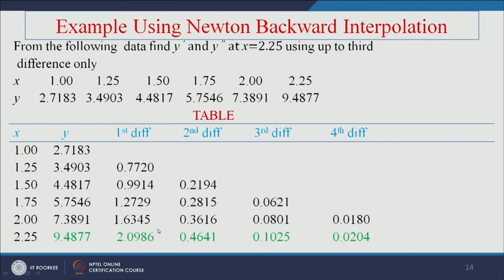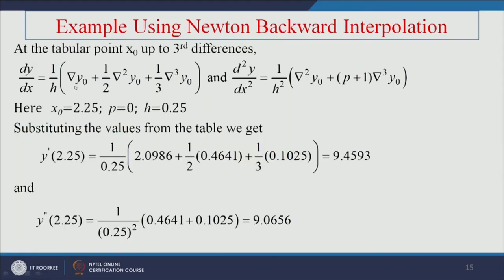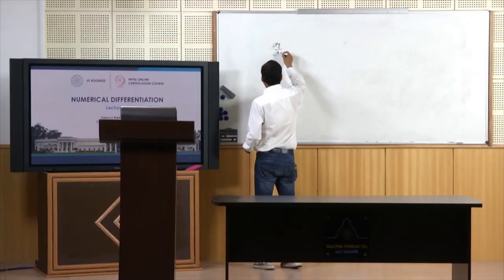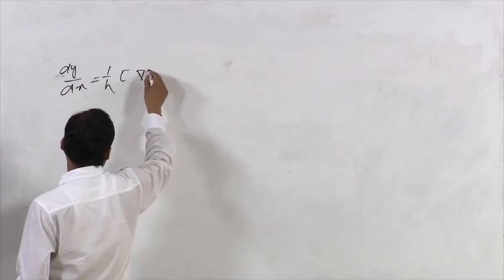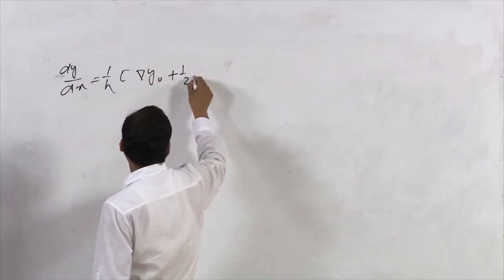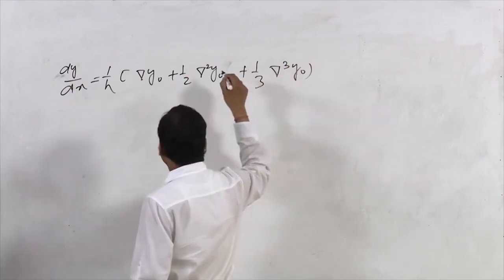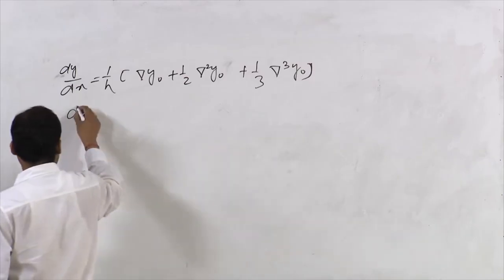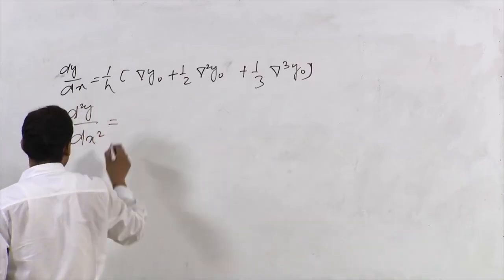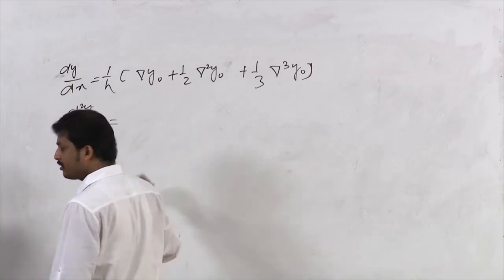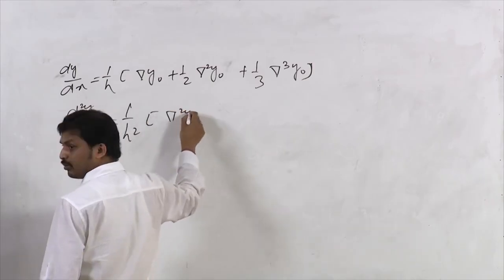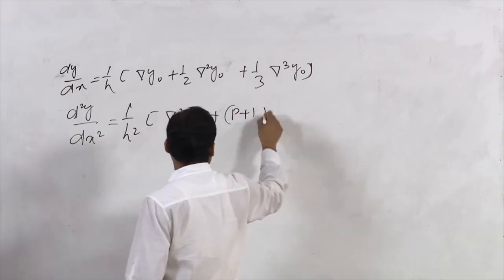And if we use the differentiation formula here, since the question asks to find y dash and y double dash at x equals 2.25, which is at the end of the table, we use up to third differences. Up to third differences, this formula can be written as dy by dx equals 1 by h nabla of y 0 plus half nabla square of y 0 plus 1 by 3 nabla cube of y 0 here. And similarly, for second order differentiation, in Newton's backward difference formula up to third order terms, we can write 1 by h square nabla square of y 0 plus nabla cube of y 0.